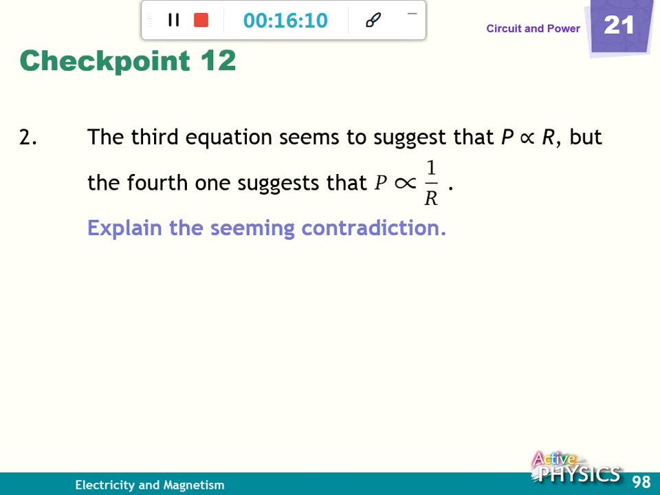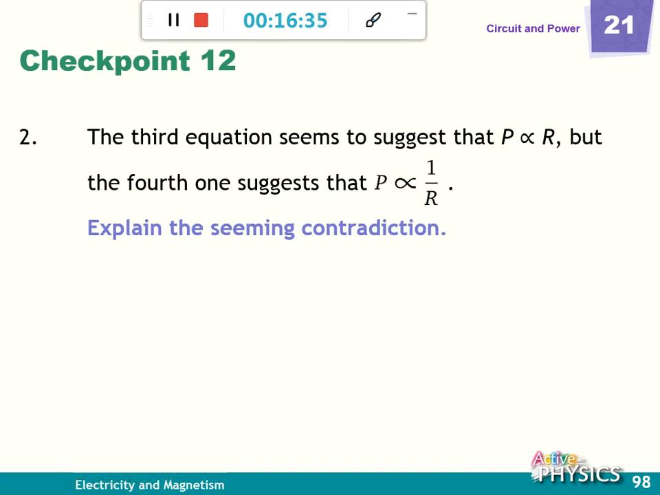Question number 2, the third equation. P is proportional to R, but the fourth one is inversely proportional to R. Then it seems to be a contradiction. Mathematically, this one is correct. For the first one, if R increases, P should increase. But for this one, if R increases, P should be smaller. Then how to explain it?